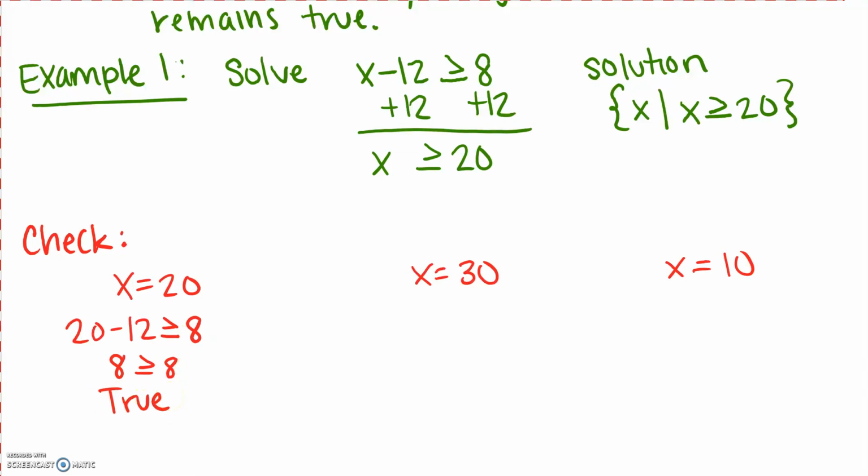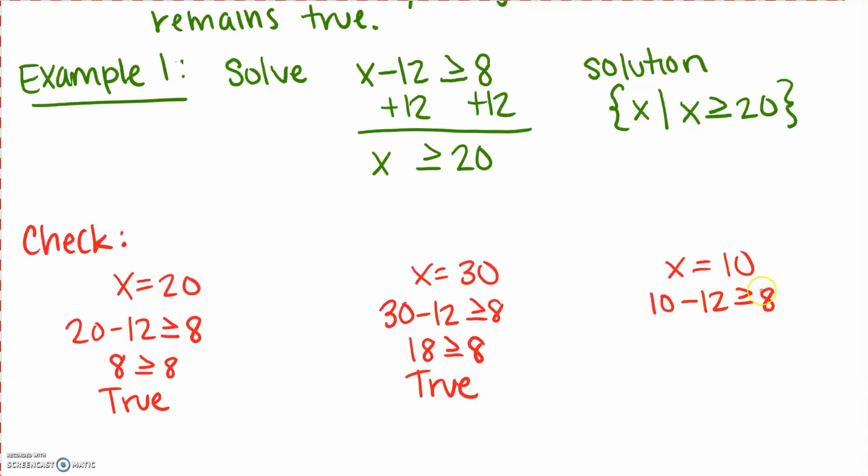If I use 30, I have 30 minus 12 greater than or equal to 8. 30 minus 12 gives me 18. 18 is in fact greater than 8, so that is also true. Now if I do 10, I have 10 minus 12 is greater than or equal to 8. 10 minus 12 gives me negative 2, which is not greater than or equal to 8, so that is a false statement.